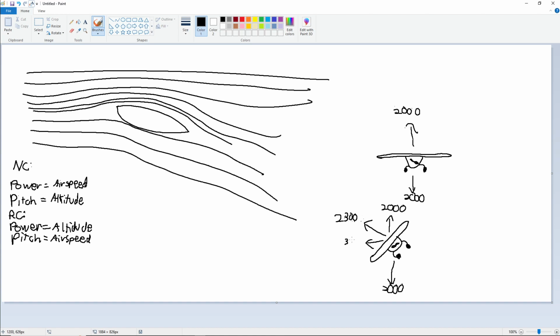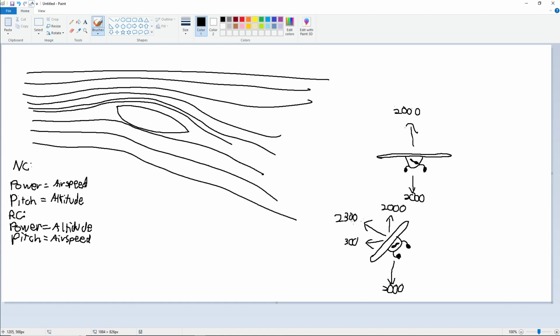And let's just say this is like 300. So our vertical component of lift now equals the weight of the aircraft, allowing the aircraft to maintain altitude. Well, what do we do in order to create additional lift like this? Well, we increase our angle of attack or pull back a little bit on our yoke.